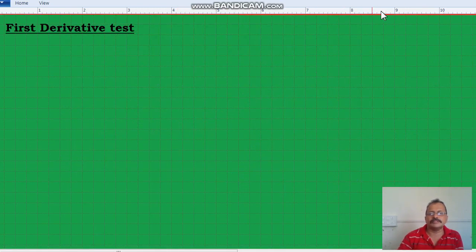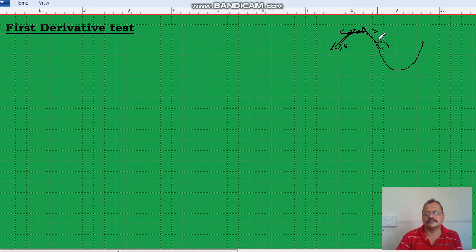First derivative test. Now we observe that for a function to have maxima, we should have at this point the tangent parallel to the x-axis. Towards left, the tangent should be such that its inclination theta is an acute angle, and towards right the function should be a decreasing function, that is the tangent should make an obtuse angle as inclination.